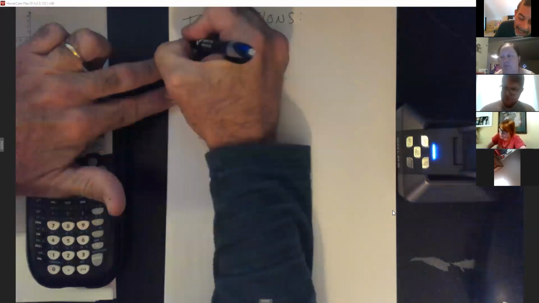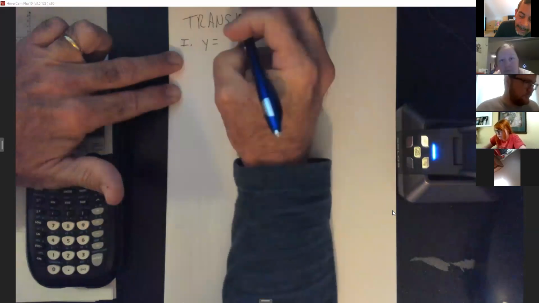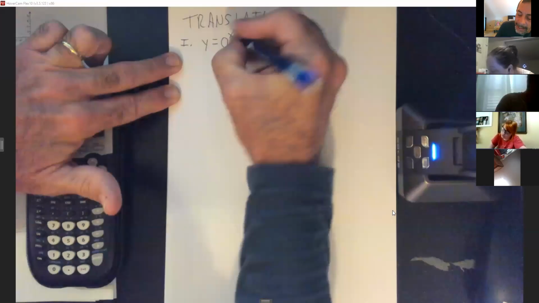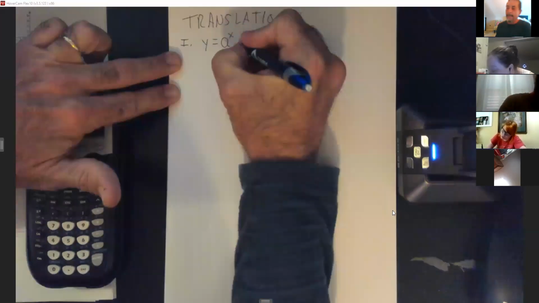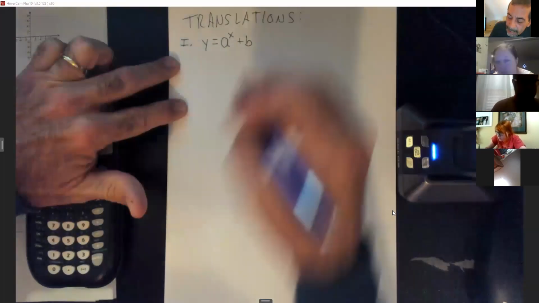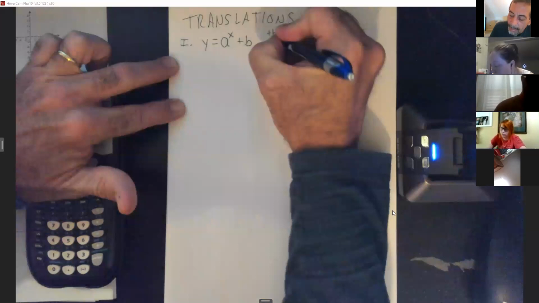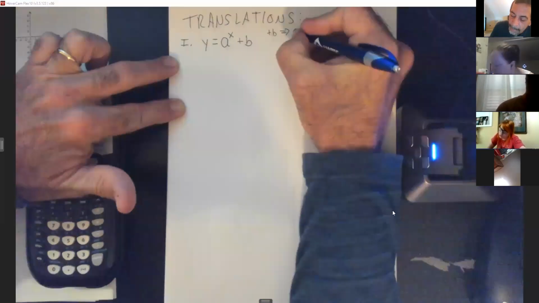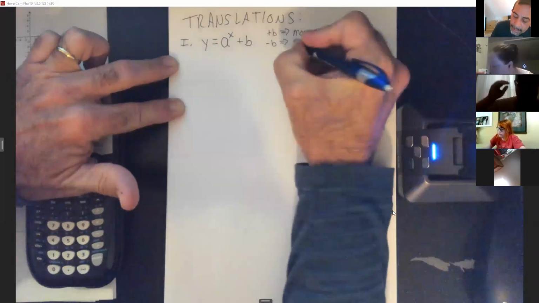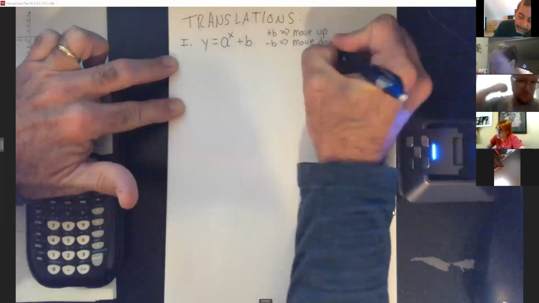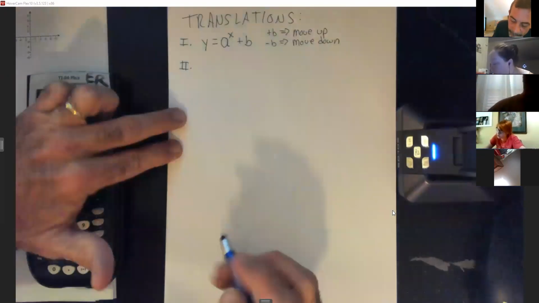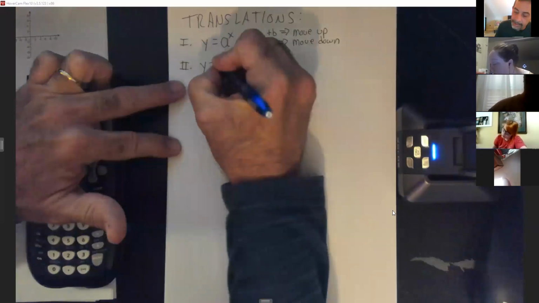So y equals a to the x, plus b at the end. When you added a number at the end of those functions, if it was positive, it moved up. If that was negative, it moves down. That's still true on the exponentials. Here's where we're going to have just a little bit of difference.